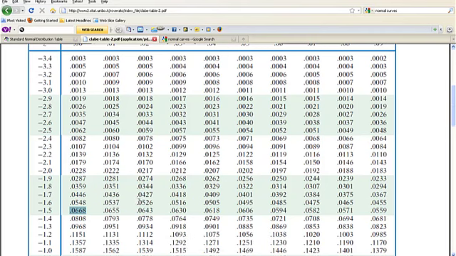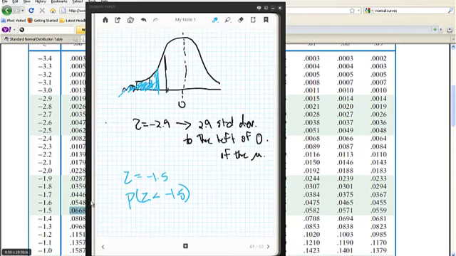0.0668. Think about it this way, ladies and gentlemen. 6.68% of all of the data in a normal curve lives below Z equals negative 1.5. Or the probability of grabbing a data value that is more than negative 1.5 standard deviations away from the mean on the left is 6.68%, or 0.0668.